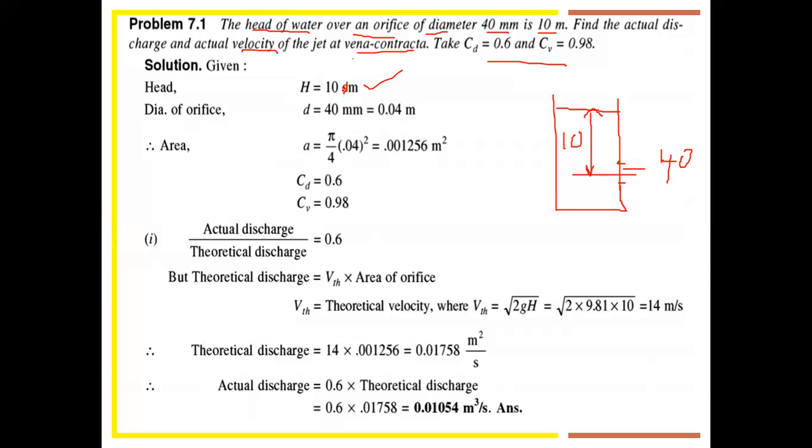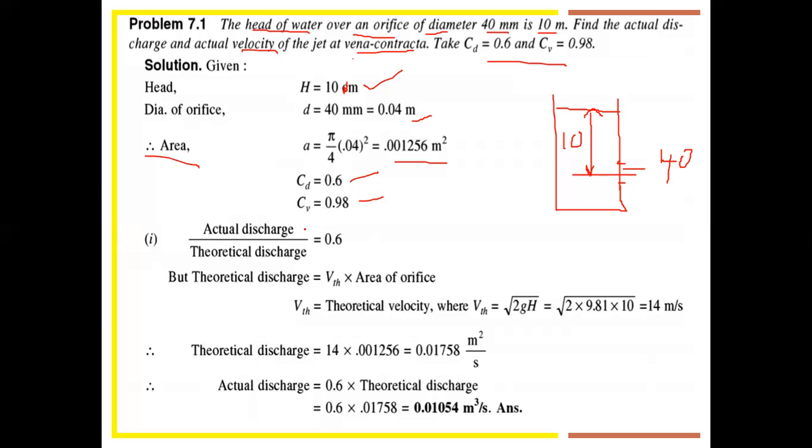Head is equal to 10 meters, and the diameter of the orifice is 0.04 meter. Then immediately you have to find the area. Area is equal to pi d square by 4. CD value and CV value are given. Now, what is the first thing to find? The actual discharge and the velocity of it.